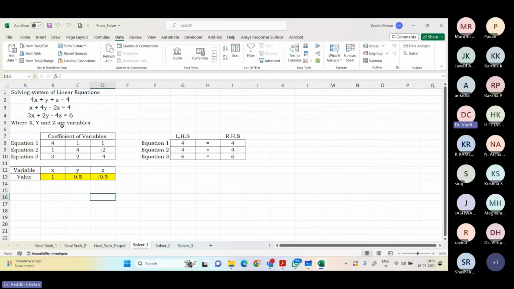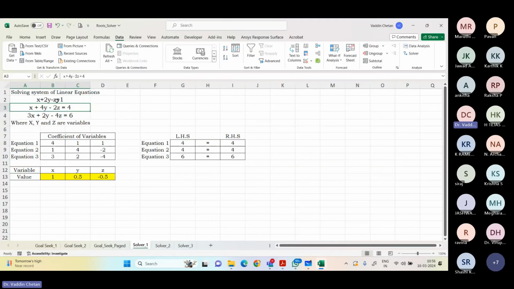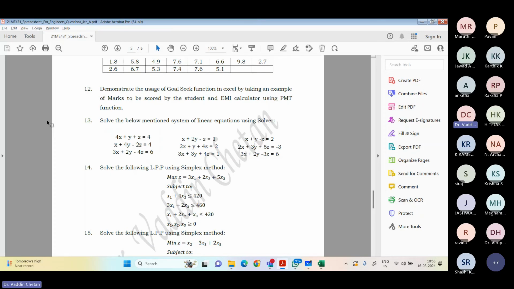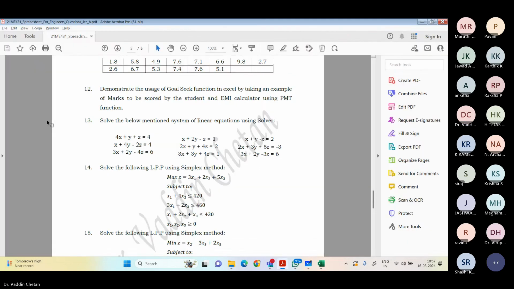So that is x plus 2y minus z equal to 1. That is 2x plus y plus 4z equal to 2. And my third equation is 3x plus 3y plus 4z equal to 1.